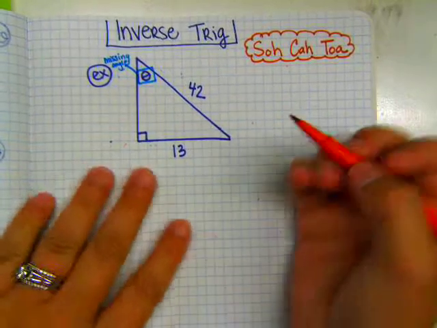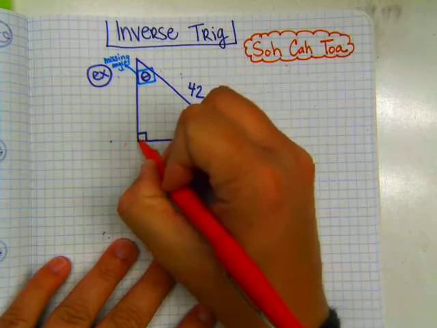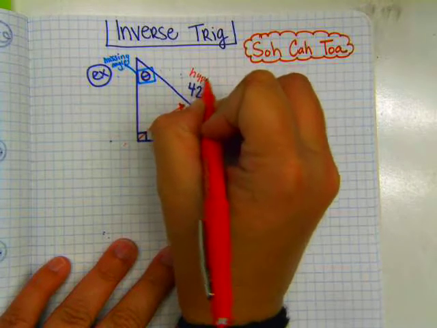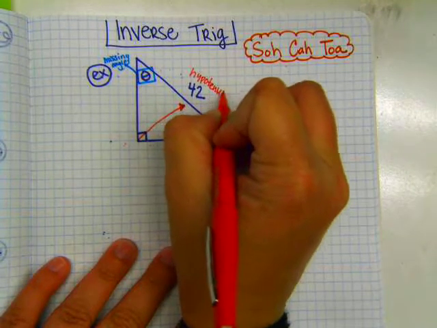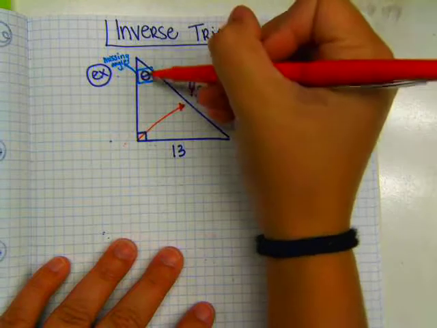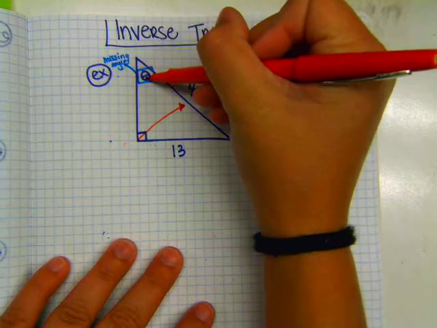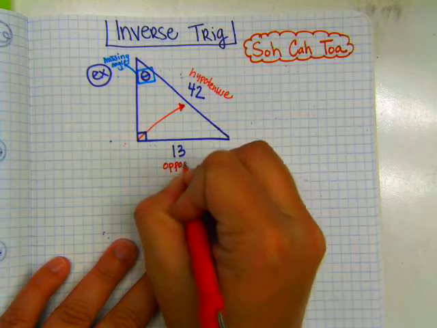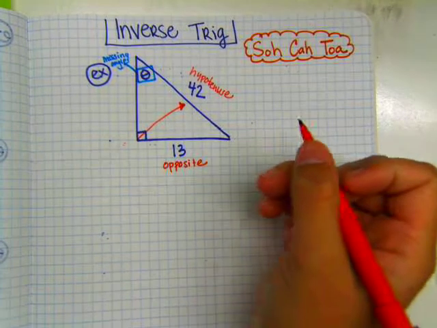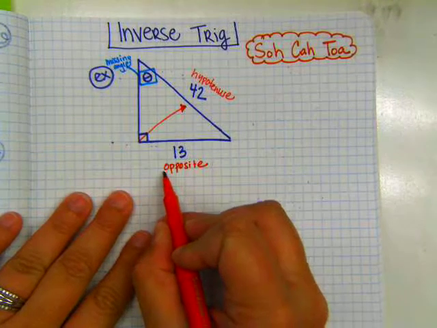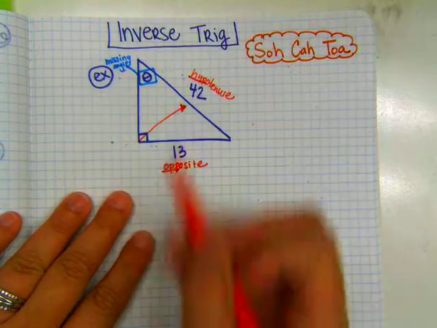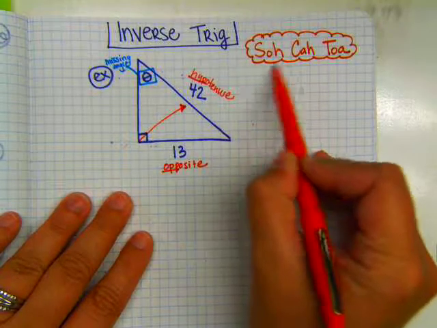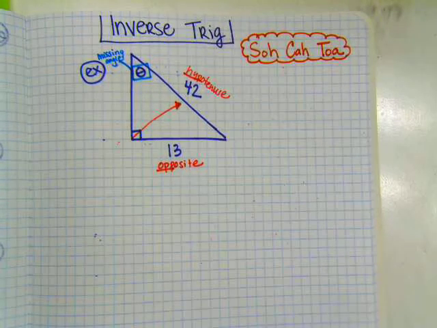Well, I always like to start with the hypotenuse because it's across from that right angle. So we have hypotenuse. And then if we're at theta, 13 is opposite. So looking at that, we have opposite and hypotenuse. Well, which one's opposite hypotenuse? Sine is opposite hypotenuse. So we are going to be using sine here.